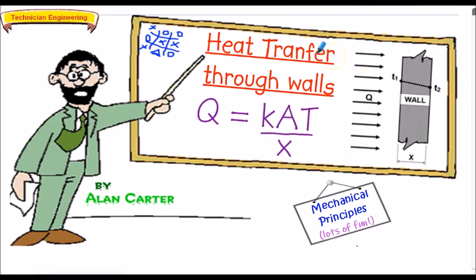Hello and welcome to this introductory presentation related to heat transfer through walls. To calculate the heat transfer Q through the wall, we will make use of the formula Q is equal to KAT divided by X. We'll define the formula later. This presentation essentially provides the underpinning knowledge for the following presentation related to heat transfer through composite walls.